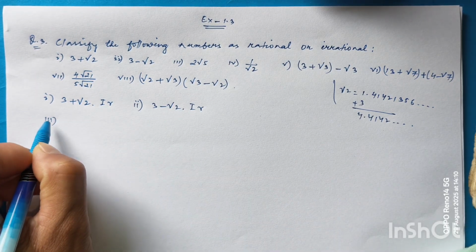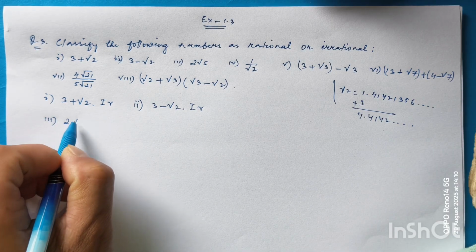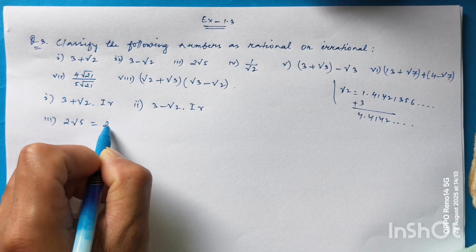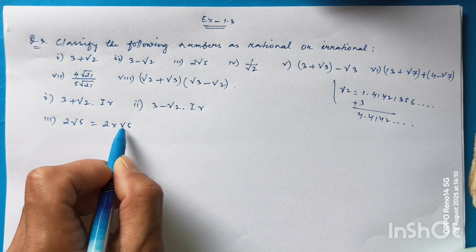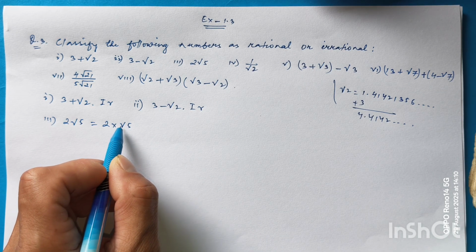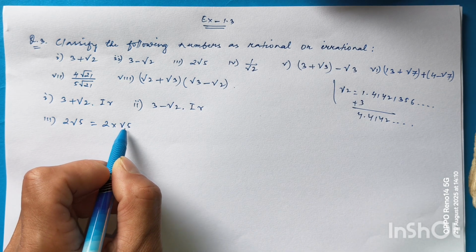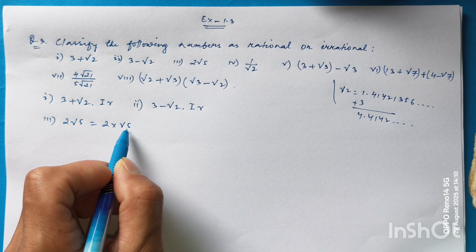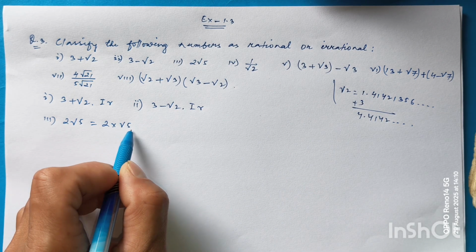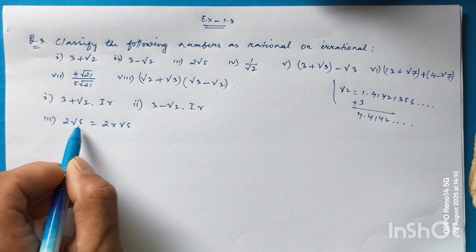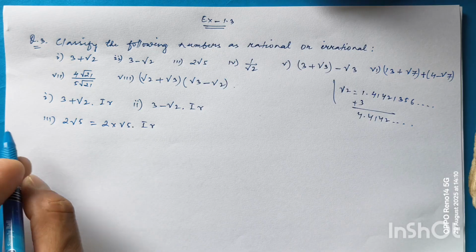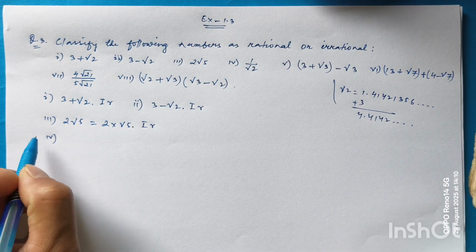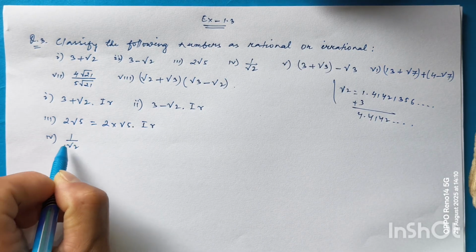Now Roman 3, let us see, 2 root 5. We can write 2 into root 5. The value of root 5, if you calculate by using the square root method, will also come non-terminating, non-recurring. So 2 and root 5 in the midst will become 2 root 5. Root 5 is still there. That is why this is what number? Irrational number. Now Roman number 4, 1 over root 2.